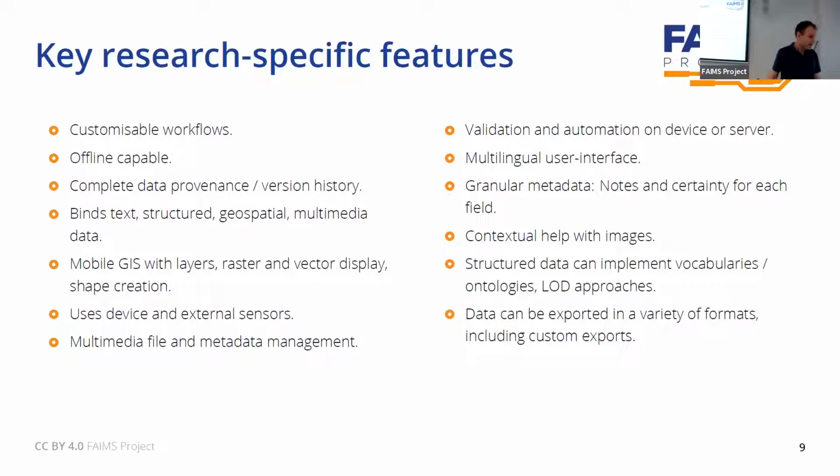Mobile GIS, I've already mentioned. We could connect to devices and external sensors. Bluetooth GPSs were the most common there, but we also connected to various digital calipers and other random things. Bluetooth printers, barcode scanners, those kinds of things. It was meant to be a platform that could be extended.